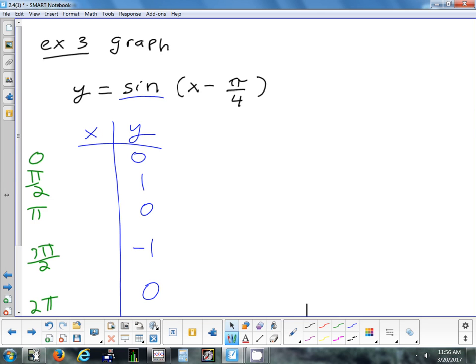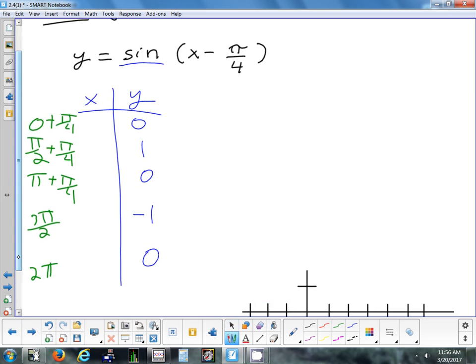And Gladdy, what am I going to do to all those x's? Am I going to add or subtract? I'm going to add, and how much? Pi over 4. I'm going to add pi over 4. Now, this is one that I think after I do it 2 or 3 times, you're going to see the pattern. And we're not going to even have to do the last two. We'll just go by the pattern.